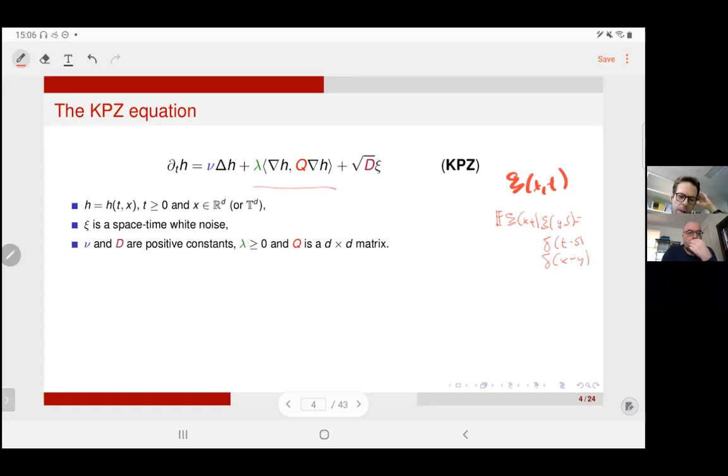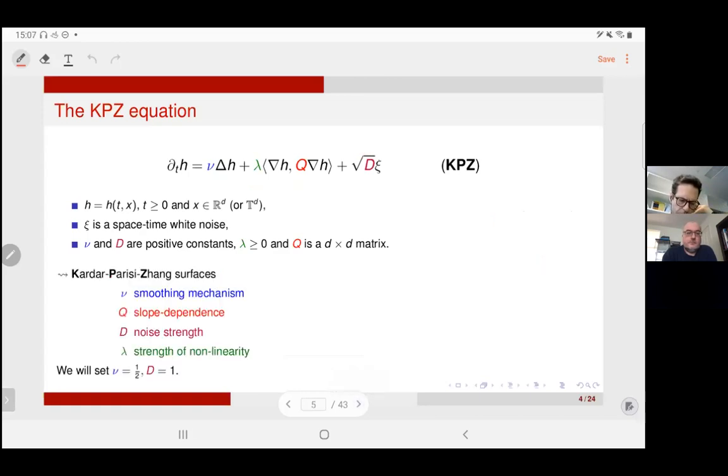And then the term in the middle is what makes the equation difficult, non-linear. Here, this bracket is simply the usual scalar product in R^d. ∇h is the space gradient of h, and Q is some d by d matrix that you can assume to be symmetric because anyway you are taking a quadratic form. So this is how the equation looks. There is a kind of damping term, diffusion term, noise term, and this non-linearity. I will comment on this matrix Q in a moment. For the moment, it's some matrix Q, could be the identity or something else. And then there are these three numbers, ν, λ, and D. They tune respectively the strength of the Laplacian part, of the nonlinearity, and of the noise. All right, so this is how the equation looks.